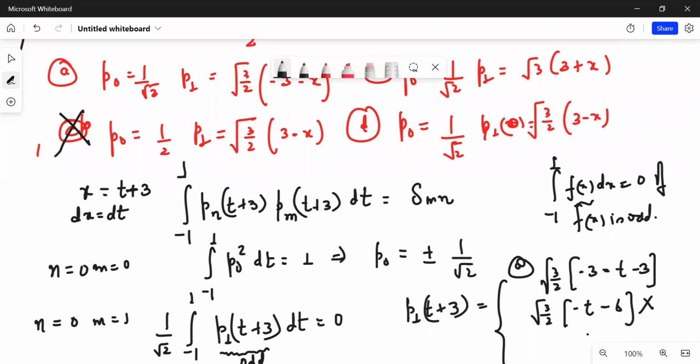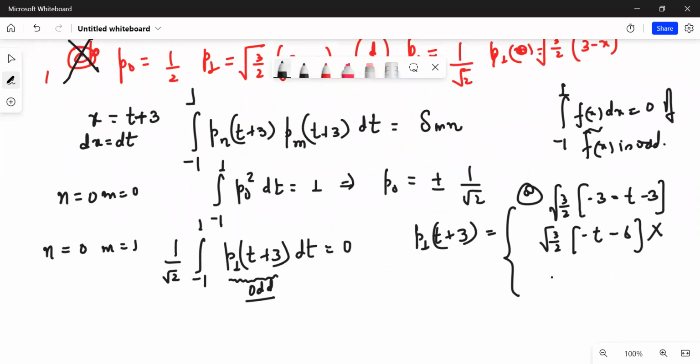So I cannot say whether it is even or odd. This has changed the form. Just understand. So let's say option number A is this: root 3 by 2 and this is negative, you take it common, and this is t plus 6. In order to identify whether this function is even or odd, you have to replace t by minus t.